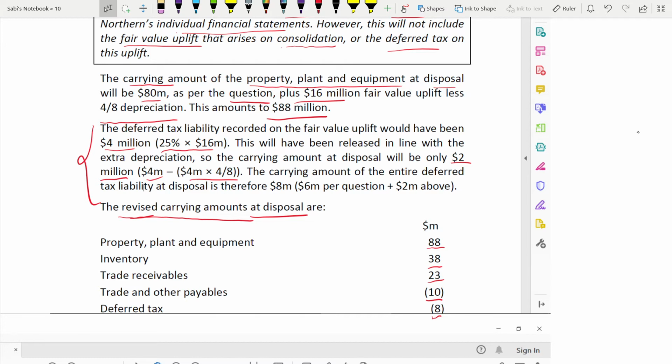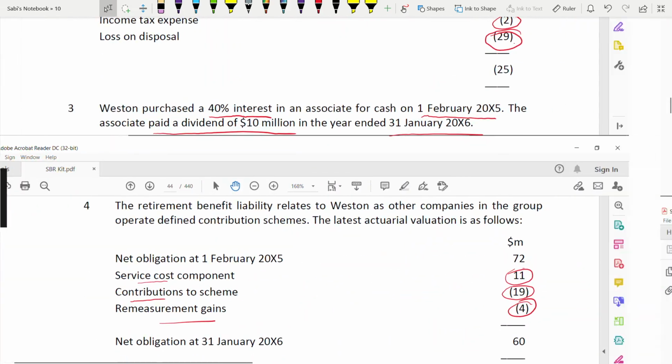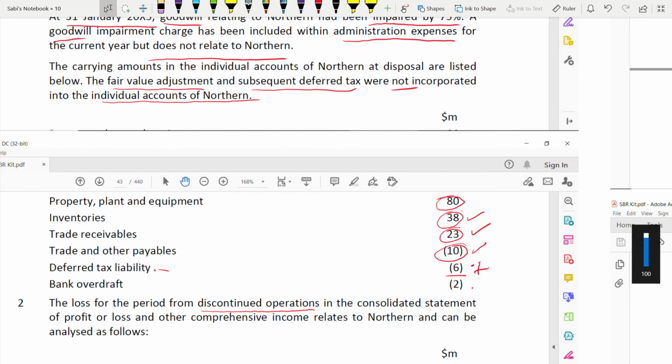So the carrying amount of the entire deferred tax liability at disposal is therefore 8. How 8? Because the carrying amount is 2, right? They told the carrying amount is 2. And 6 per the question. In the question it was given as 6, right? Previously we just saw that it was 6. So 6 plus that 2 is 8. You just found out 2, and that 2 you have to add to this 6. You see here? That's how you get 8.